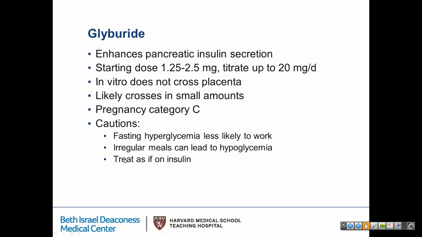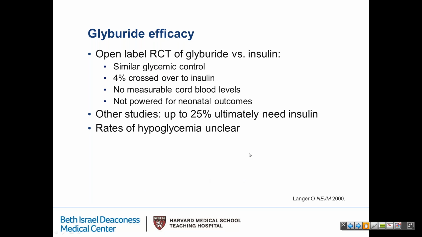And then, people on Glyburide or Metformin, for that matter, really need to be treated as if they're on insulin. You really need to think of them as people with insulin dependent diabetes, because you're needing a medication to manage their hyperglycemia. And I think sometimes with Glyburide and Metformin, depending on which one you're using, it can feel like, well, they don't have that bad of GDM, but I think we just need to think of these as option B to insulin. So Glyburide, there's been one study that showed pretty good results.